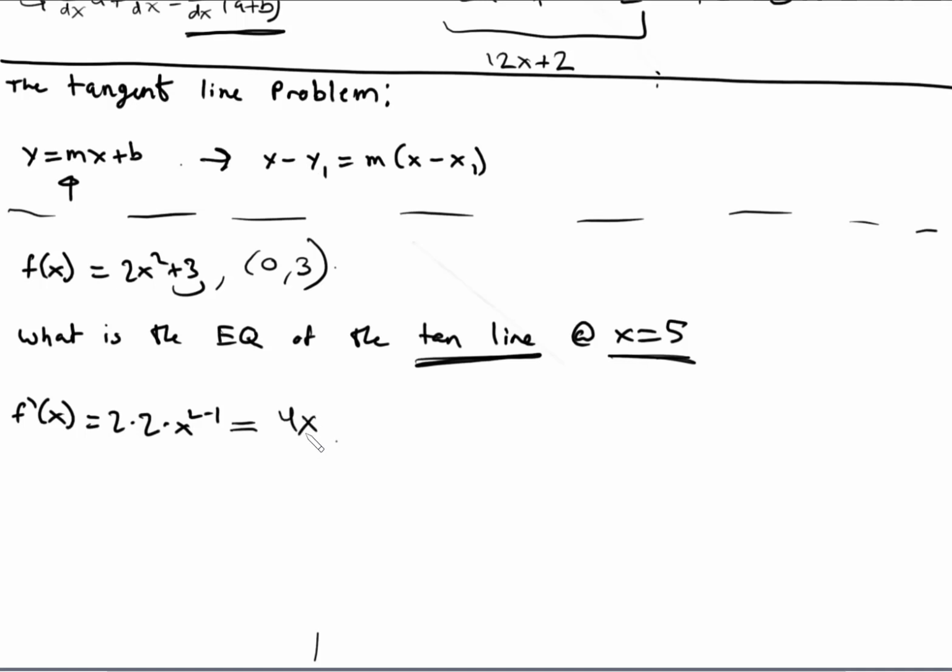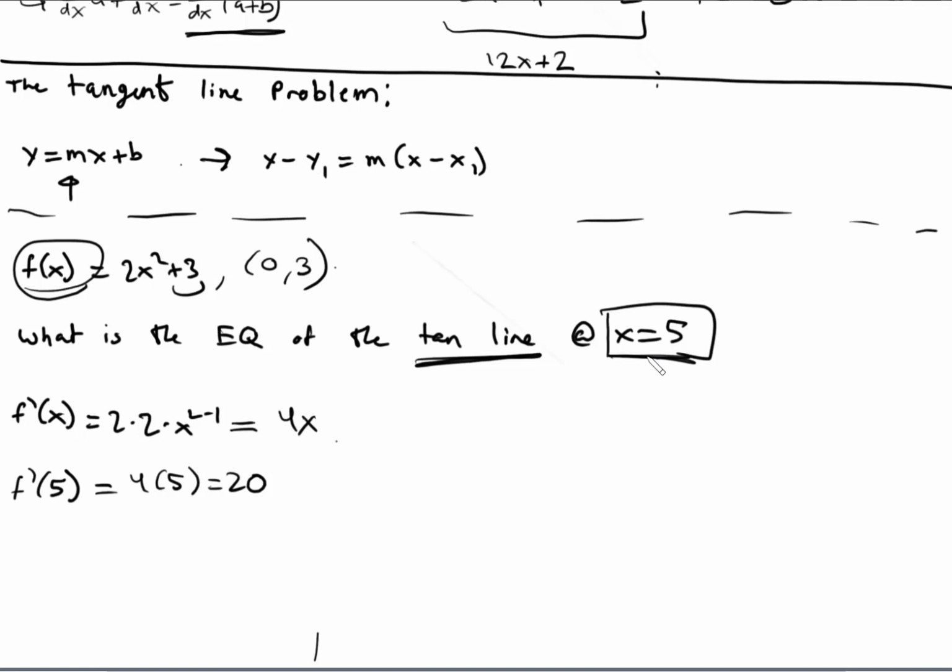So that's the derivative. But it says what is the equation of the tan line at this specific value, so we have to find out the derivative at that specific value. And that's just 4 times 5, which is 20. So now we know the derivative at x equals 5. In other words, we know what the slope of our function is at 5. Now you can check this out by graphing it, of course, but that's what the derivative means.